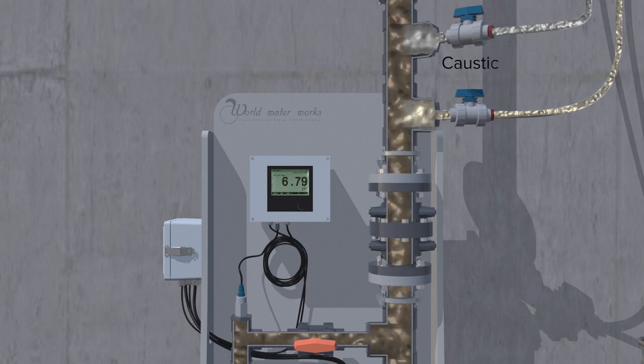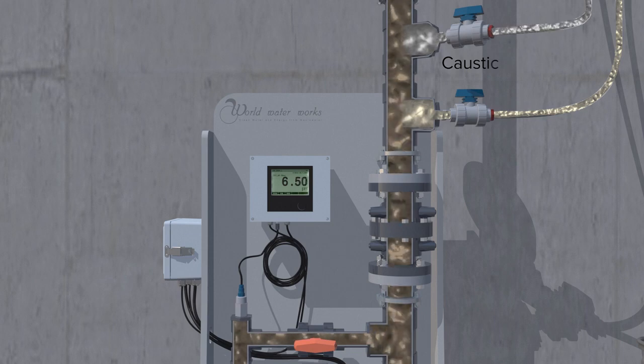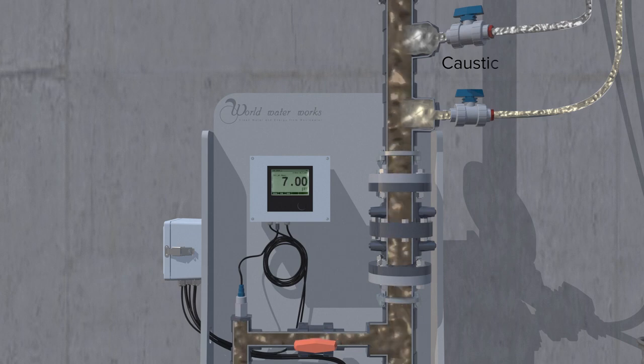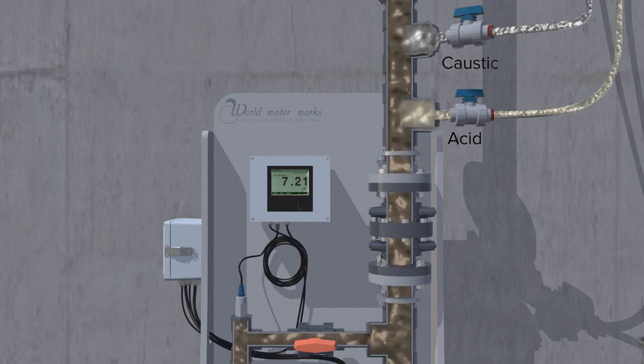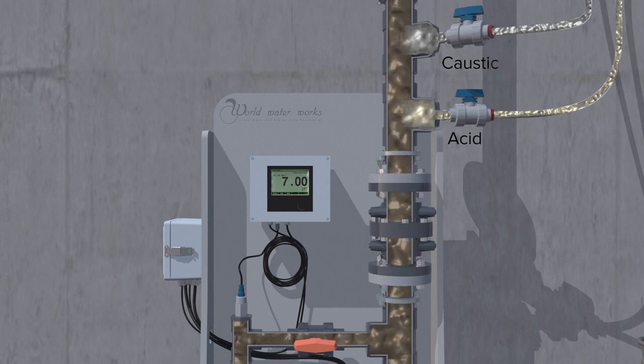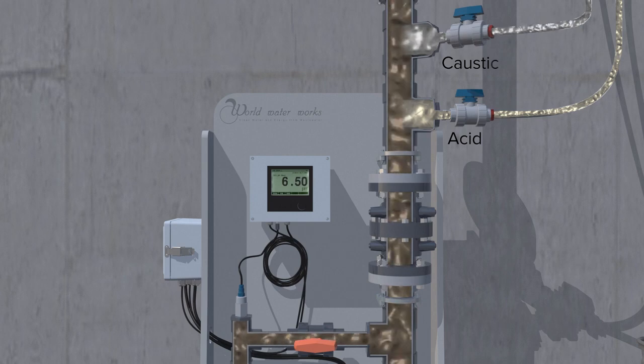If the pH reading dips below the set range, a caustic chemical pump will turn on to raise the pH back to the optimal level. In the same way, if the pH reading rises above the set range, an acid chemical pump will turn on to lower the pH back down. World Waterworks programs the chemical pump speeds to ramp up and down depending upon the deviation from the set pH range to prevent the pumps from overshooting.